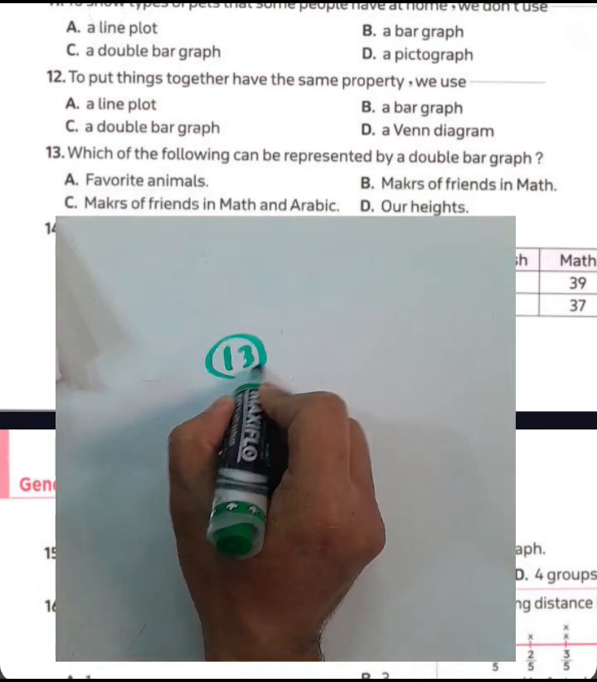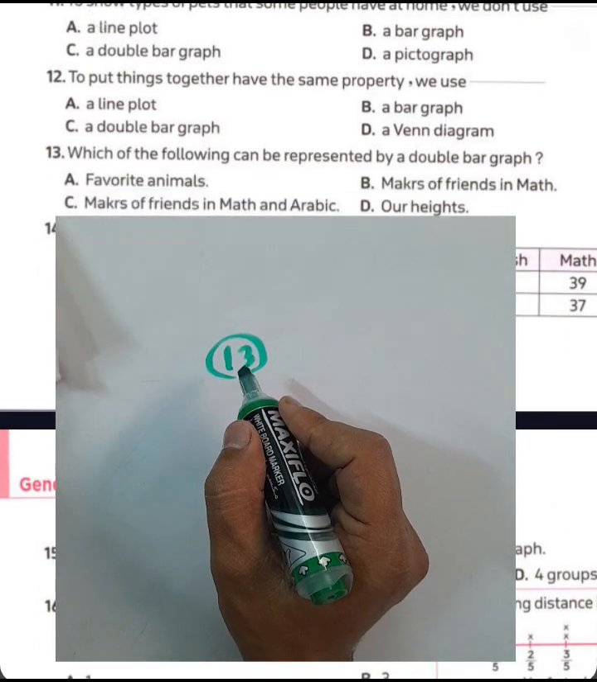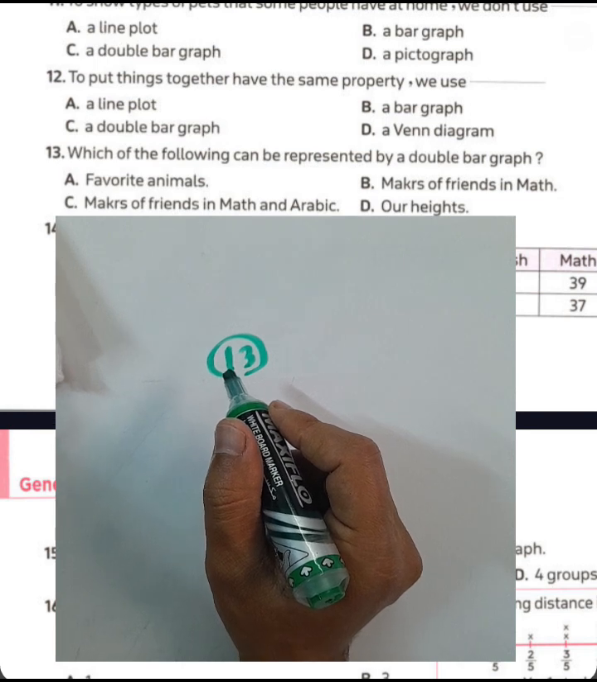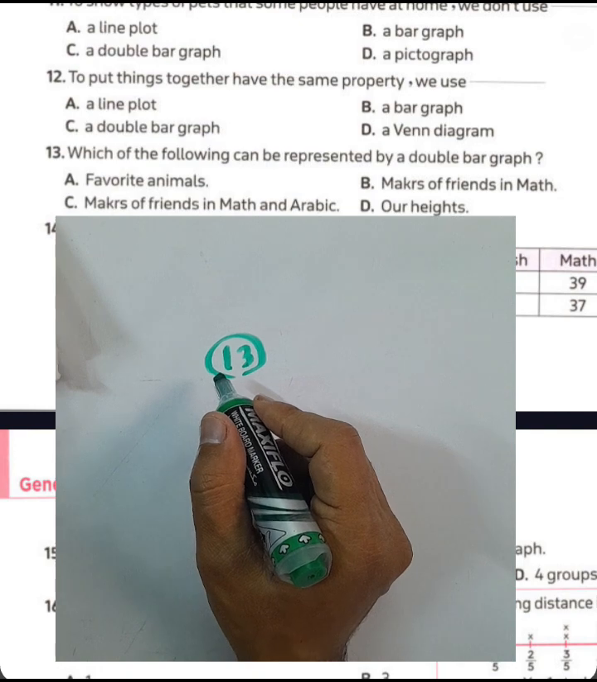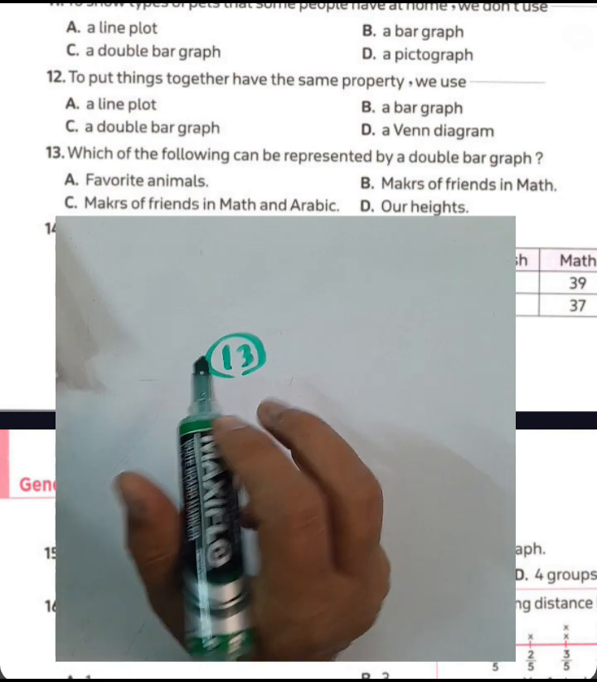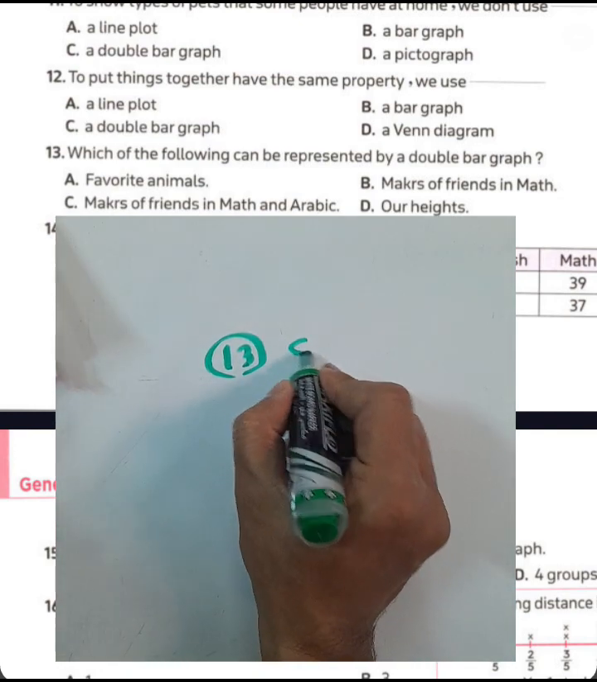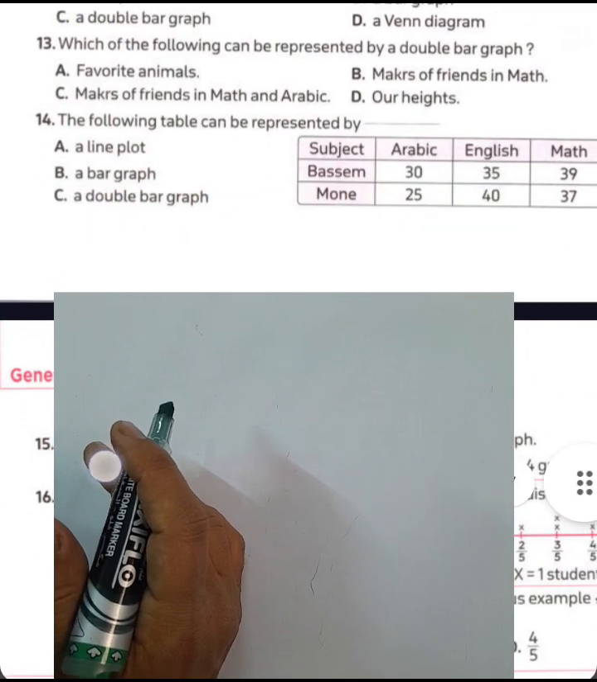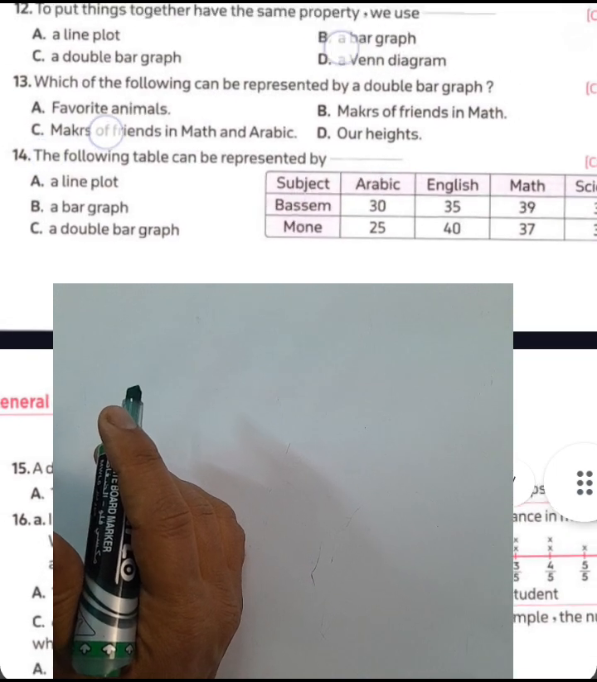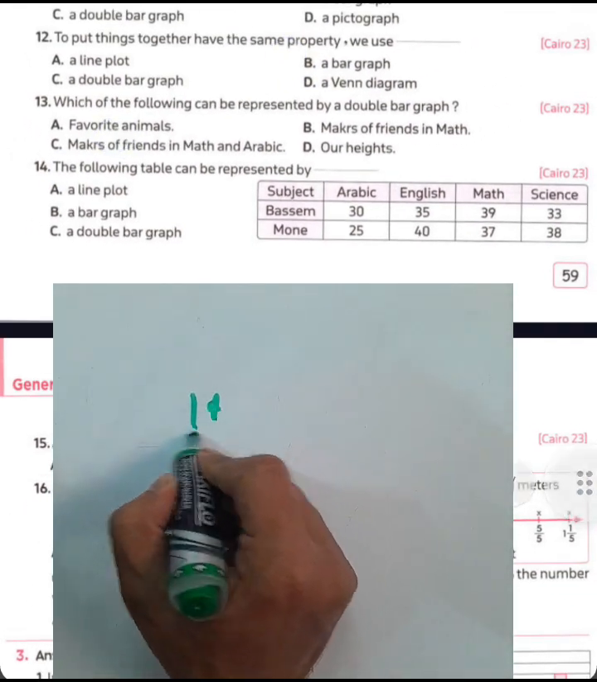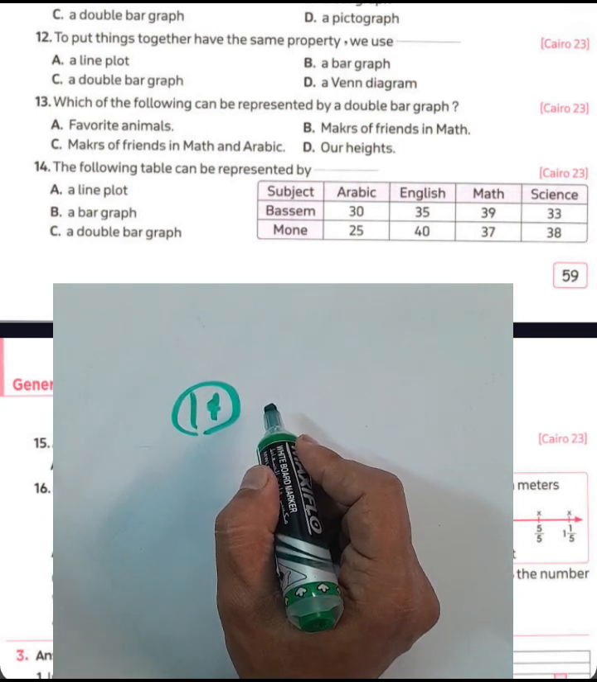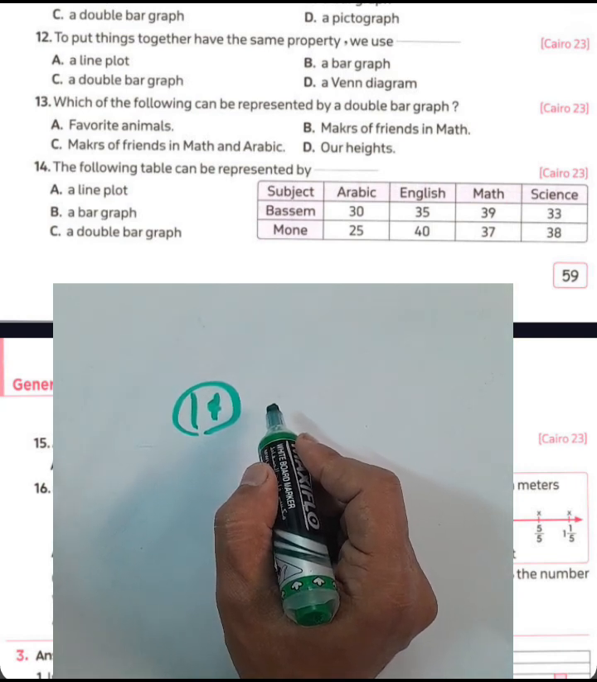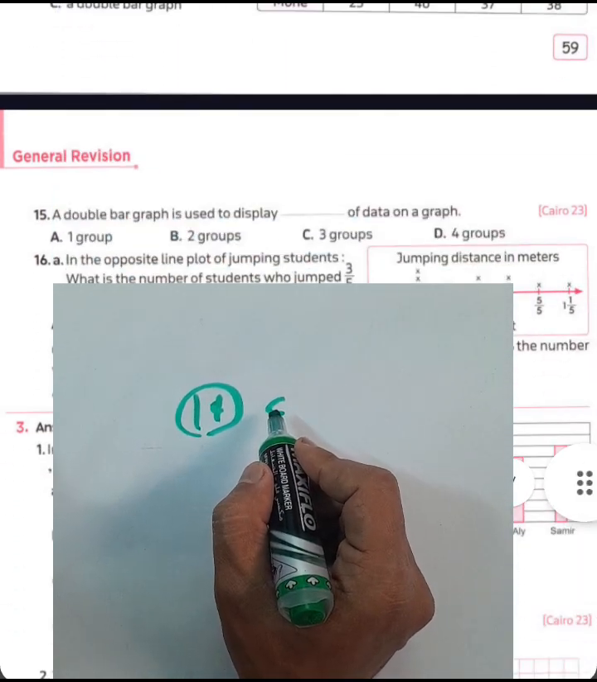Question 13. Which of the following can be represented by a double bar graph? Okay, we will use what? Marcus's friends in math and Arabic. Okay, double comparing. Choose letter C. Question 14. The following table can be represented by what? We have a double bar graph because we will be comparing.